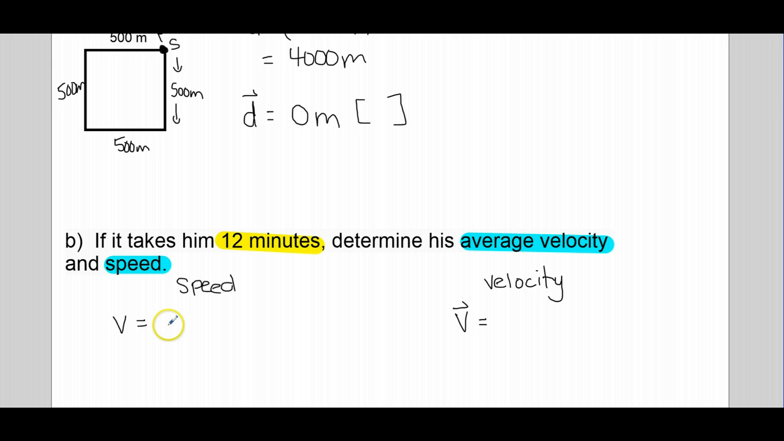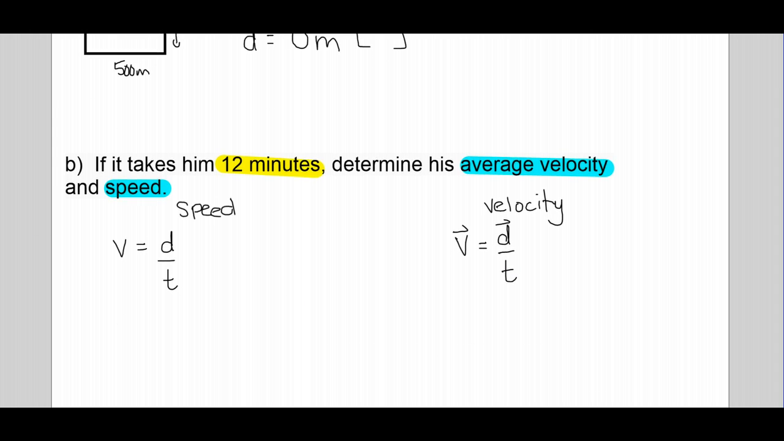By definition, speed is equal to distance over time, but velocity is equal to displacement over time. And we have both of those pieces of information. What we don't have, well, we have our time, but remember, time has to be stated in our standard units.